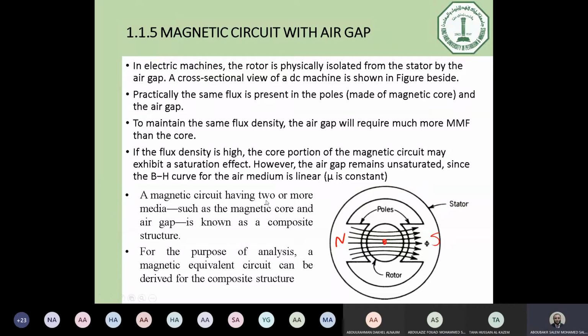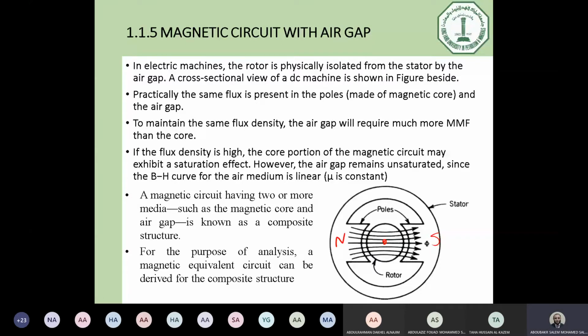A magnetic circuit having two or more media, such as here, core and air, is known as a composite structure. For this composite structure, we need to make an equivalent circuit in order to analyze the performance of the magnetic circuit. Okay, let's start with how to represent this or convert it to a circuit in order to solve problems. However, we can start with a simple structure of core instead of these complex dimensions.